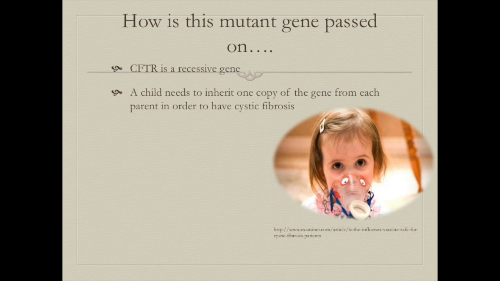How is this gene passed on? CFTR is a recessive gene, and a child needs to inherit one copy of the gene from each parent in order to have cystic fibrosis.